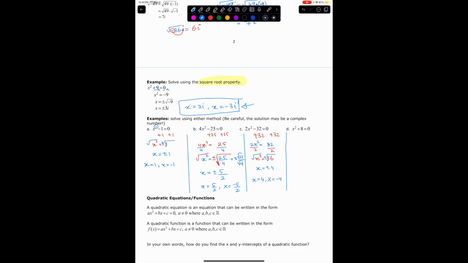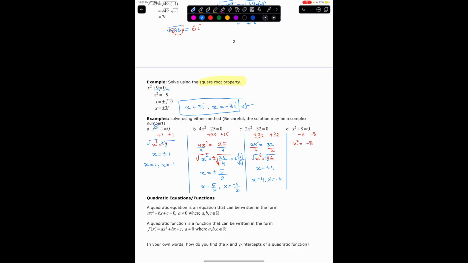Last but not least, x squared plus 8 equals 0. We're going to use the square root property as instructed. So we're going to subtract 8 from both sides of the equation. We will end up with x squared equals negative 8.